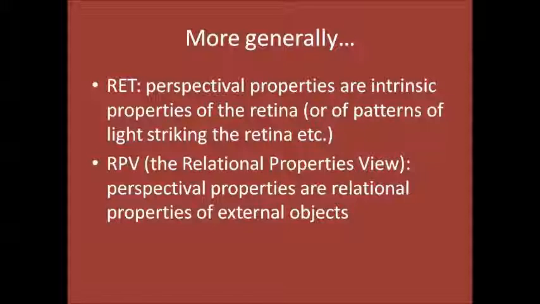So on the first view, what we experience is an inner ellipse of some sort. On RPV, what we experience is an external property, a property of an external object, the property of having an elliptical projection in relation to here. The ellipticality of the plate is a special case of the more general category of perspectival properties. And correspondingly, we can describe RET and RPV in more general terms as follows. RET is the view that perspectival properties are intrinsic properties of the retina or something in the vicinity, and RPV is the view that perspectival properties are relational properties of external objects.